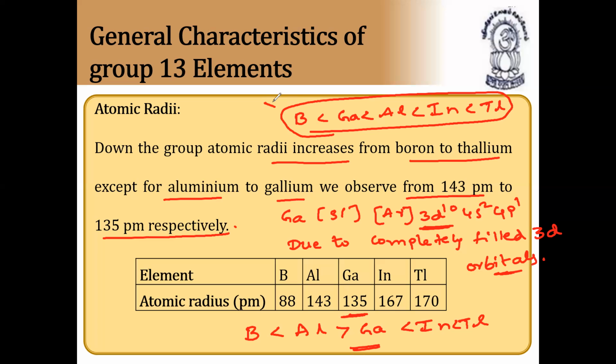Whichever is exceptional, they'll ask. Why is gallium having less atomic radii than aluminium? Because it has the 3d10 configuration. Due to completely filled 3d orbitals, gallium has less atomic radii than aluminium. So please note down this point: due to completely filled 3d orbitals in gallium. Gallium's atomic number is 31.